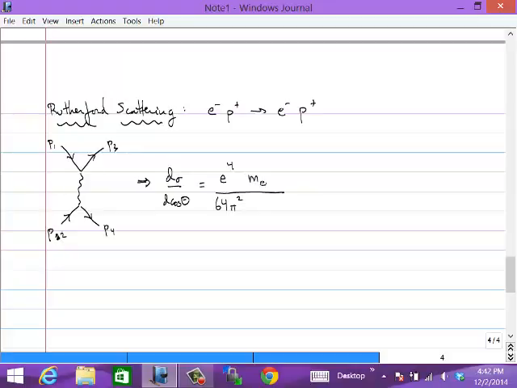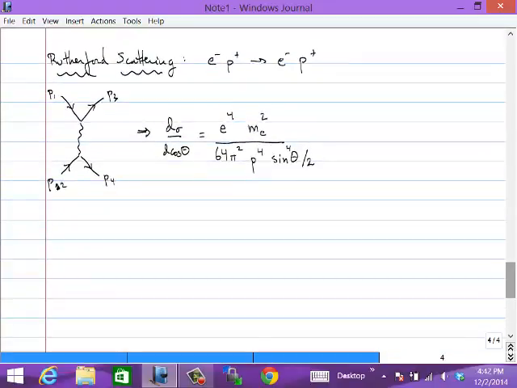The result goes like the mass of the electron squared, and then there are some kinematic factors. So this is the classical result. Let me just explain some of the terms that are appearing here. Here we're going to assume that the proton is very, very heavy, so the mass of the proton is much bigger than the mass of the electron.